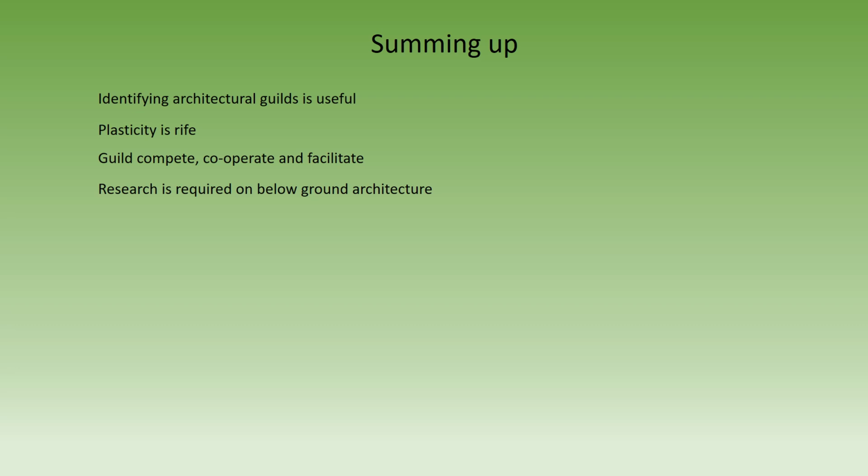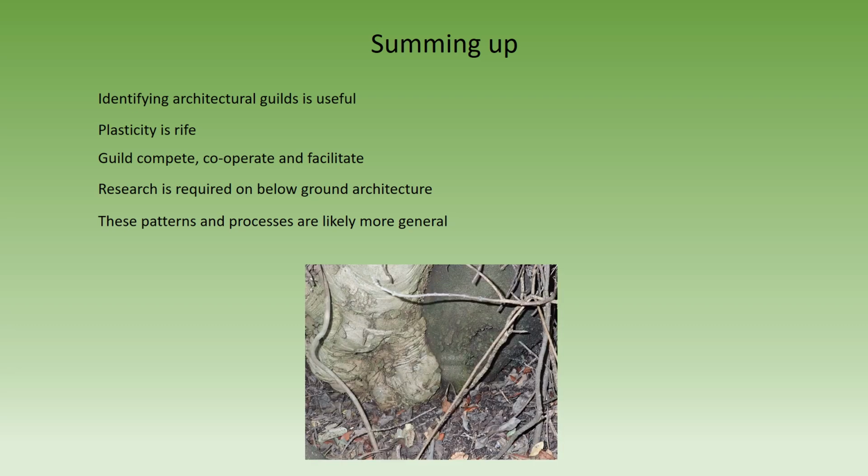Research is required on below ground architecture. It's one of the big issues that we haven't put nearly enough research into. And these patterns and processes are likely more general in thicket generally. So for example, inland thickets, the ones you get at Addo, what's determining the relative abundance of architectural types is probably browsing by megaherbivores, and soil moisture patterns over the landscape scales will also be interacting with the effects of megaherbivores on structuring inland thicket.